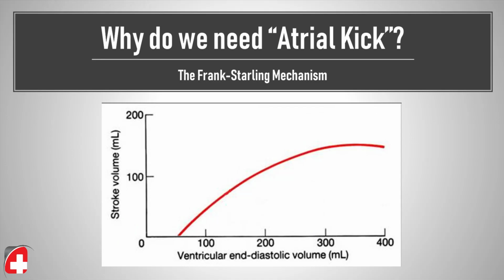And why do we need this atrial kick, as we call it? Well, it's something called the Frank-Starling mechanism. Essentially, to summarize, what it means is when you have heart tissue that's stretched and under a little bit of tension, it's actually going to contract a little bit more forcefully and eject a little bit more volume. So it's a little bit more effective if you have a little bit more blood inside the ventricle. And that's why it's important that we have the atrial kick.